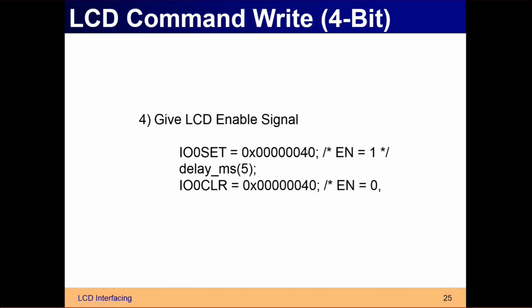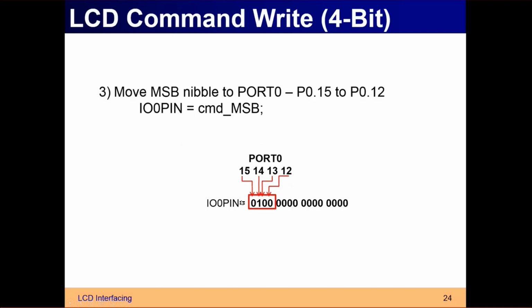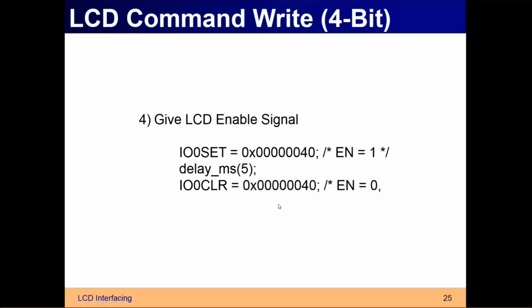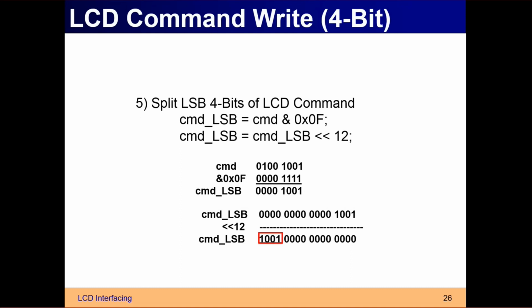So that 6 pin you need to set. So enable will be 1. Then you will give some delay. Then you will make it 0. That means you are generating a falling edge signal. So whatever data I have given in the previous step will be written onto the command RAM because RS is 0. Command RAM which position? MSB nibble position. Next you need to send the LSB nibble.